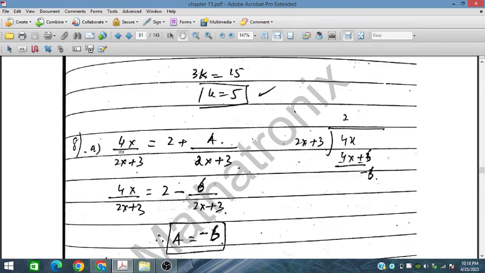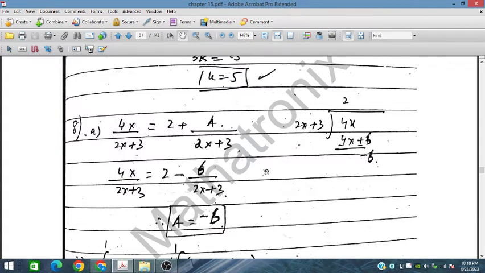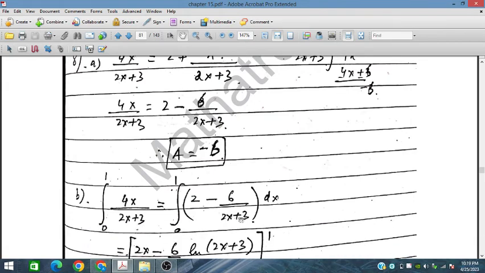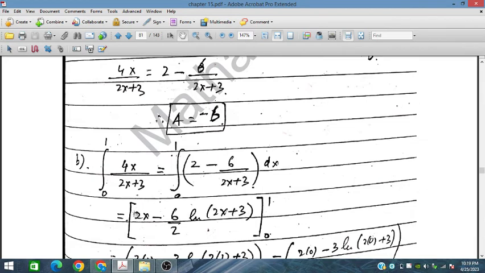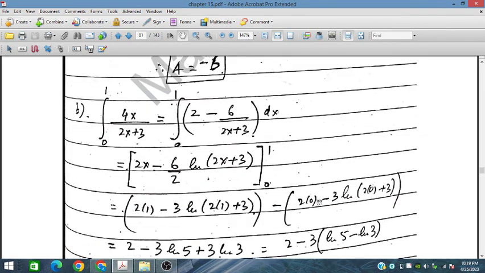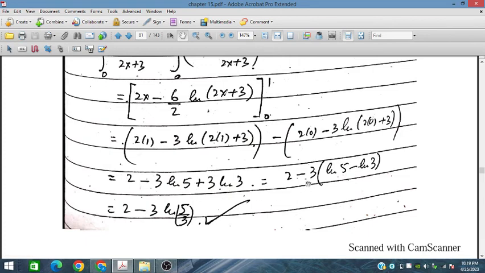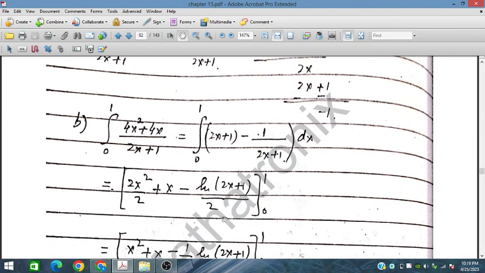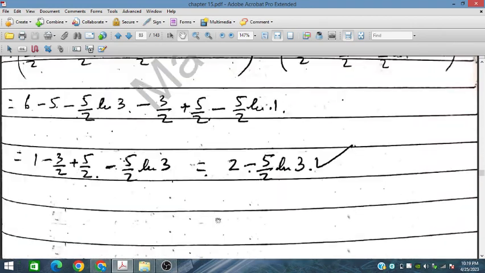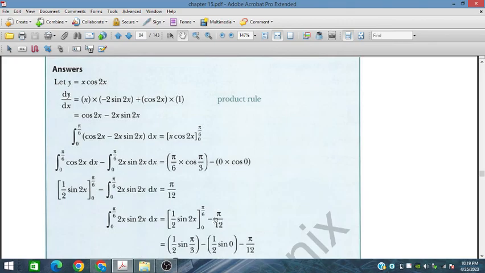For question 8, we have 4x upon 2x plus 3. So we divide this to rationalize it. It becomes 2 plus a upon 2x plus 3. On simplification, this a is obtained as minus 6. And on integrating, this part gives 2x, and this is 6 upon 2 ln of (2x plus 3), with limits 0 to 1. On substituting the limits, we have obtained the result as 2 minus 3 ln of 5 upon 3. Similarly, other parts can also be solved, and in the next section we will solve exercise 15.8.